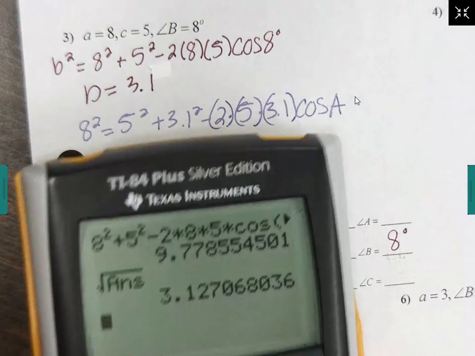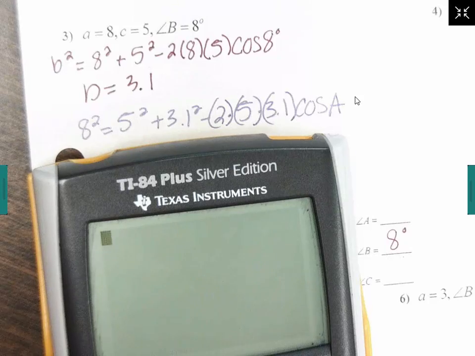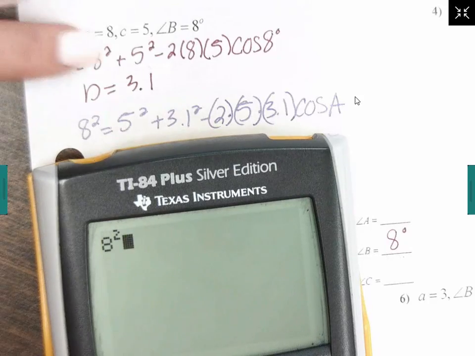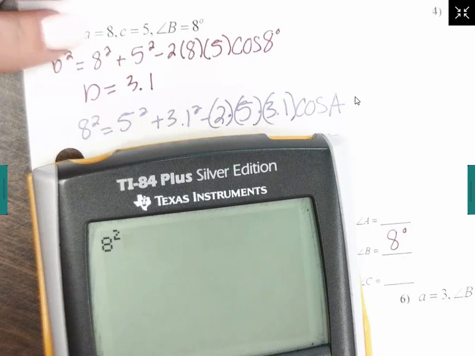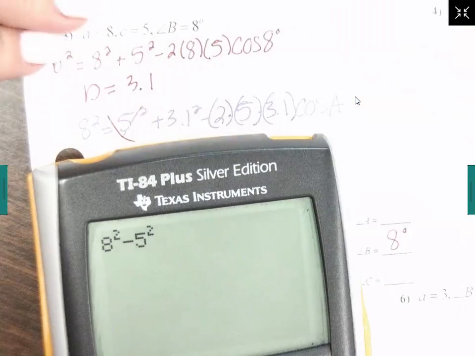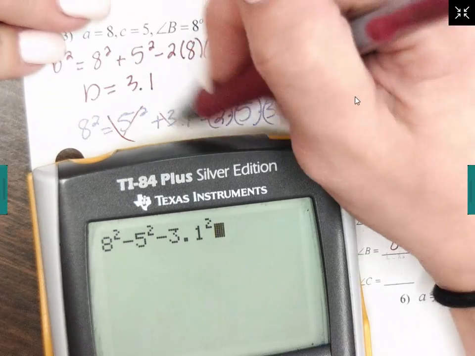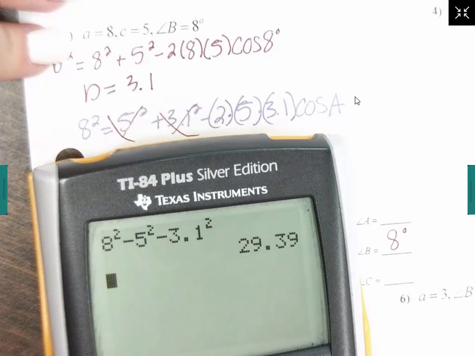Okay, so now we can put this in our calculator. Patricia, you were asking me how to do this earlier, so please follow along. All right, so this is 8 squared. And then we know we want to subtract this 5 squared from both sides, right? So let's go ahead and do that in our calculator. And I'm going to do it here so you know it's gone. And then we want to subtract 3.1 squared from both sides. Go ahead and press enter.